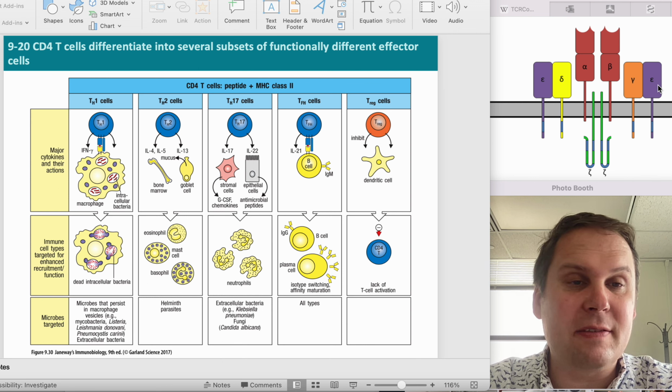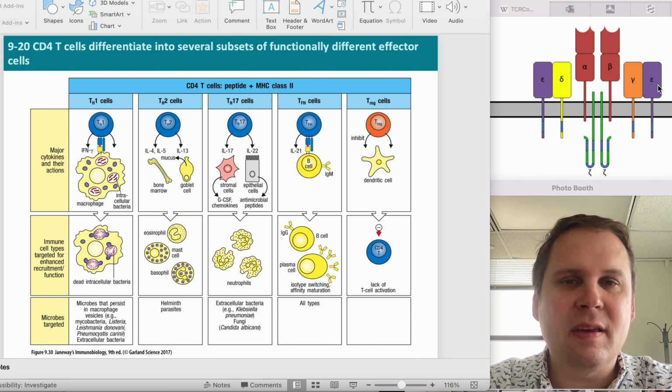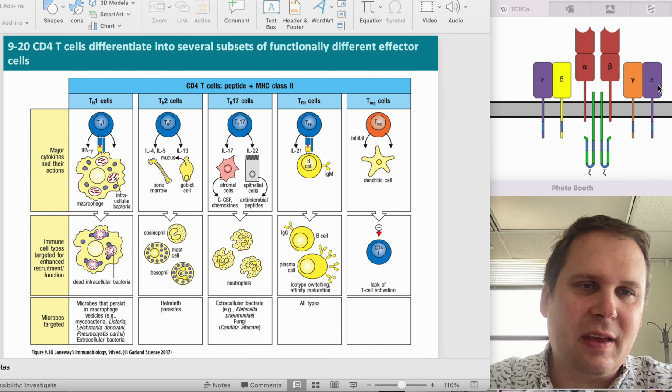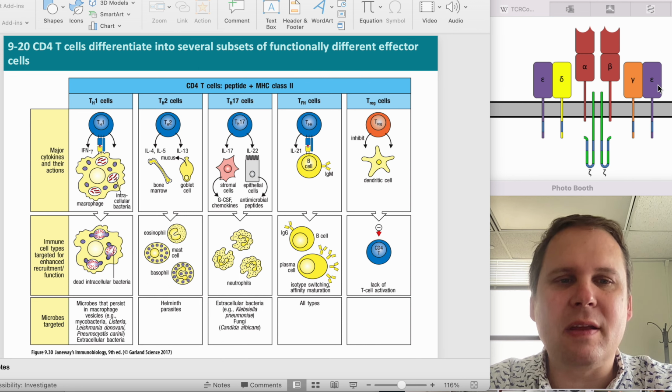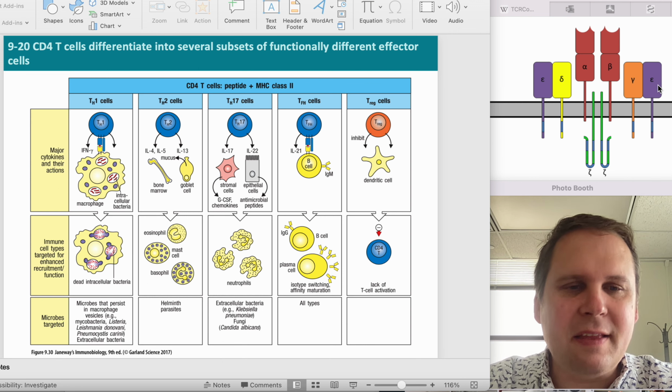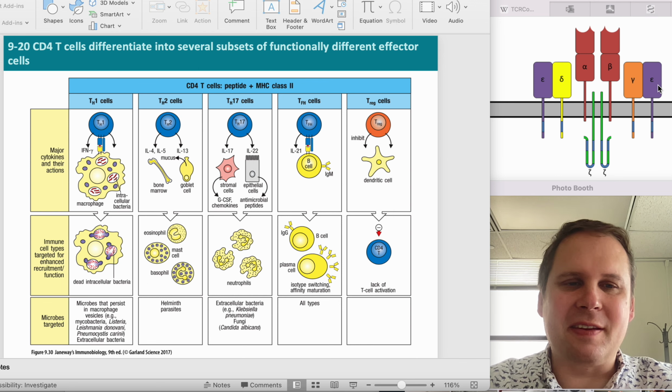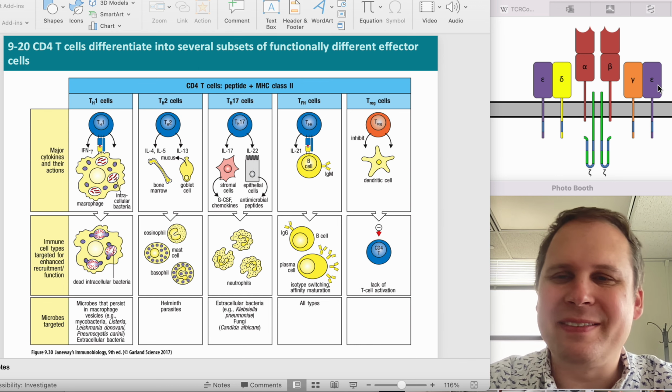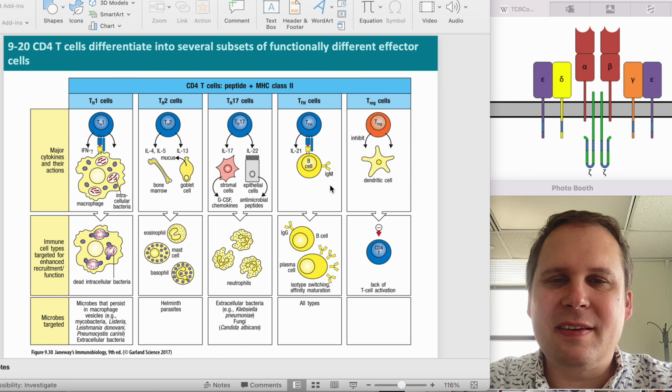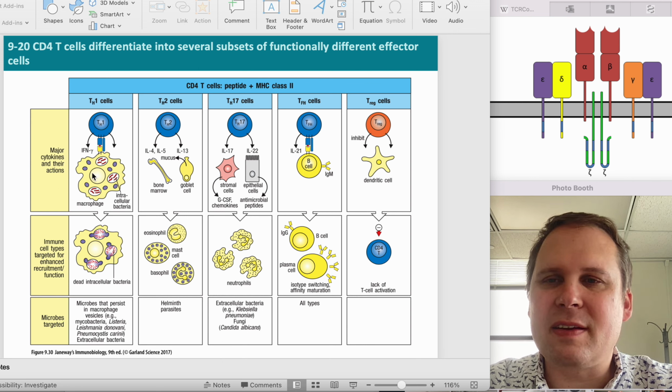I think some components of it are absent on T regulatory cells. So they would be able to bind but not activate. And that's part of what would make them regulatory. So they're going to send out negative signals. All right. So let's talk.